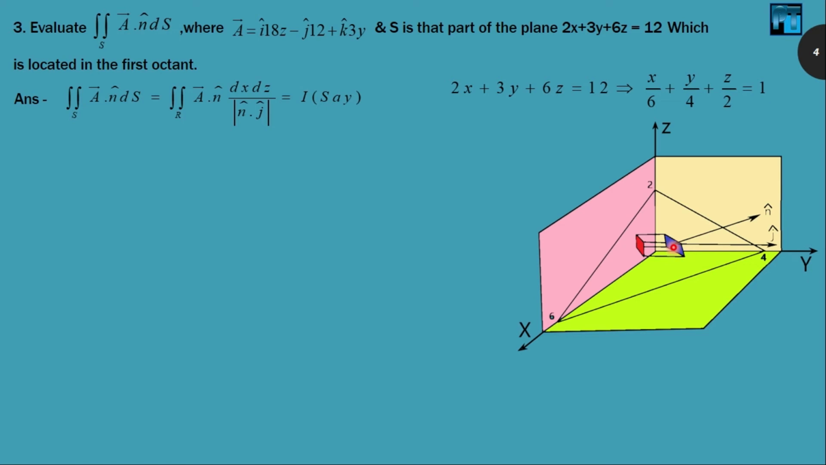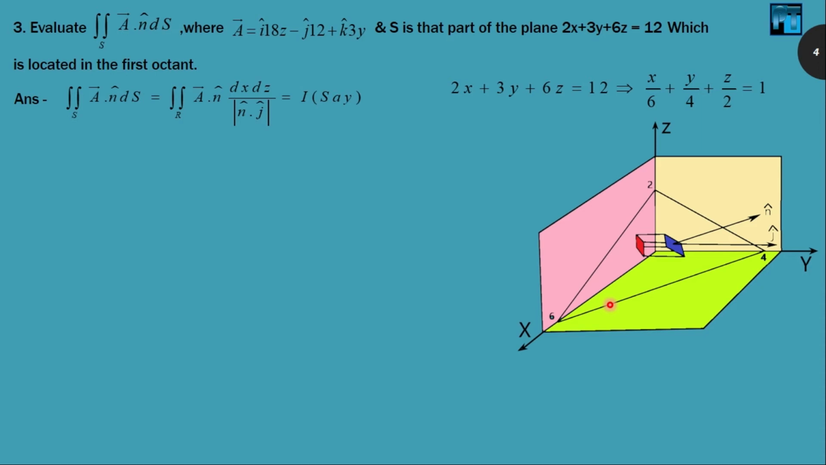Now if the projection were onto the xy plane, this would be written as dx dy by mod of n cap dot k cap. Clear? And for the yz plane, we can write dS as dy dz by mod of n cap dot i cap. Clear?